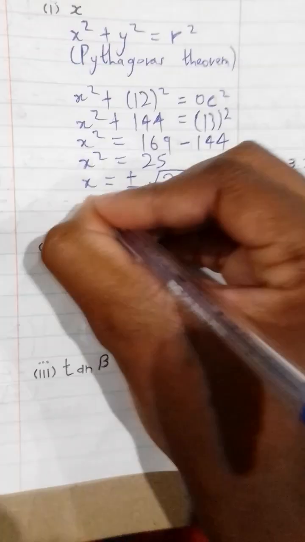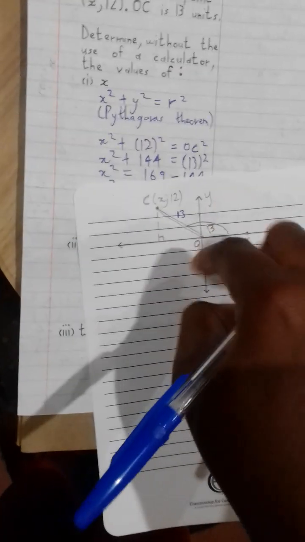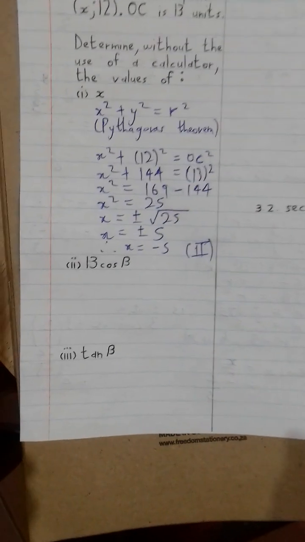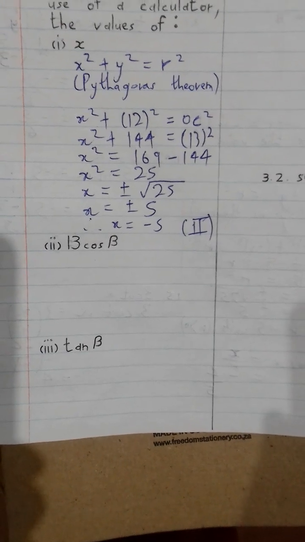x is plus or minus the square root of 25. x is plus or minus 5. Where is x? Second quadrant. And in the second quadrant x is negative. So x is negative 5 because it's in quadrant number 2. We have found it. I hope that is clear and I hope that makes sense.